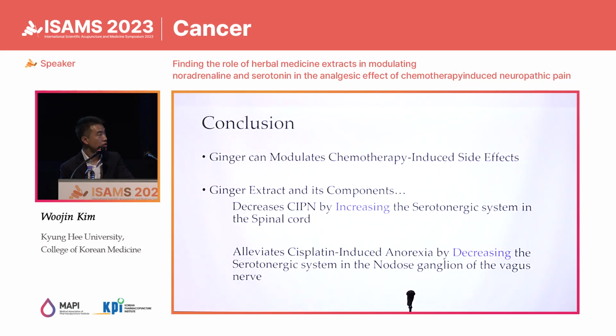And so the conclusion that we get is that ginger can modulate chemotherapy-induced side effects, but in 2 different ways. It decreases chemotherapy-induced neuropathic pain by increasing the serotonergic system, but in cisplatin-induced anorexia, it decreases the serotonergic system. So we are moving to further research to see how ginger can act in these 2 different ways, increasing and decreasing the serotonin system in treating these chemotherapy-induced side effects.